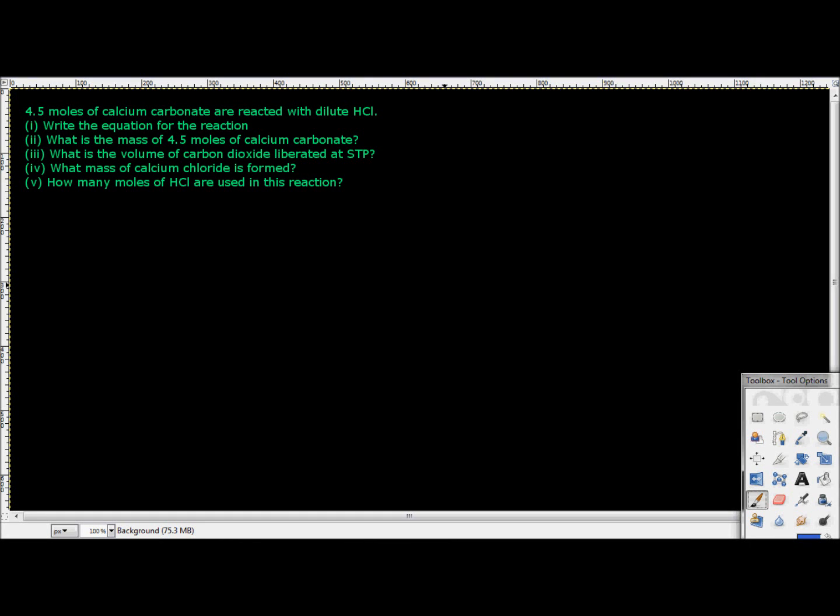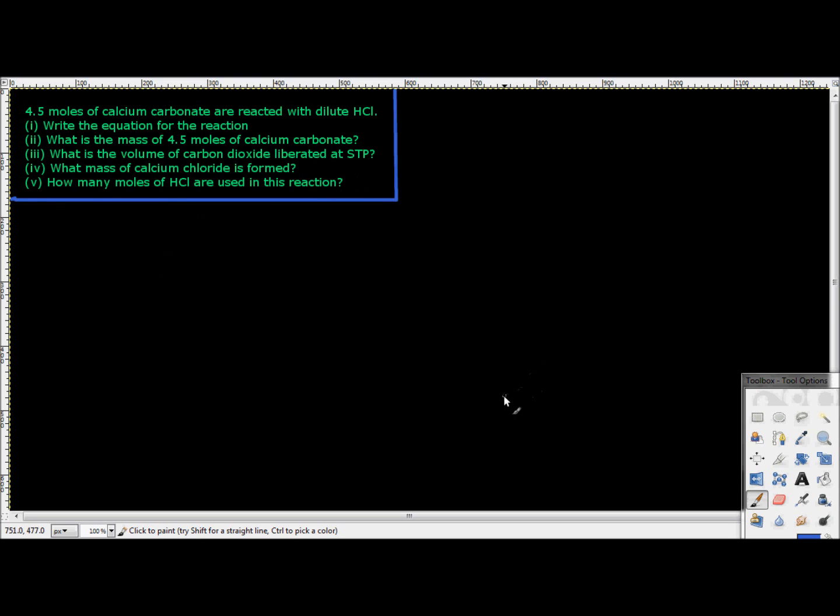This is the third tutorial on the chapter mole concept stoichiometry, and in this we're going to finish it up by just doing a few questions here. This one here I've picked out is from the ICSE 2010 paper, and it's a straight 5-mark question. You can see there are 5 parts here.